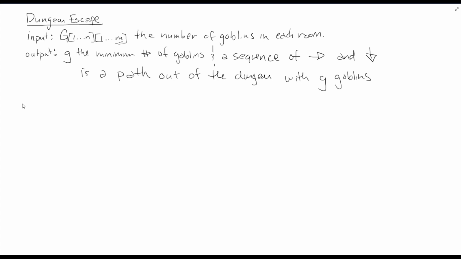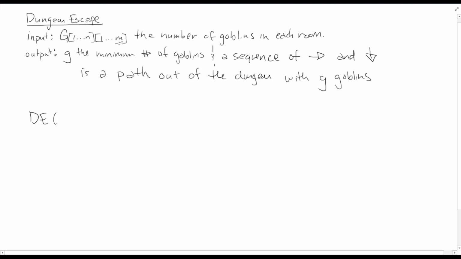Right then, so to continue with dynamic programming, or it's divide and conquer, let's try and come up with a self-reduction. To do that, I'm going to give myself a function to work with. I'm going to call it dungeon escape.